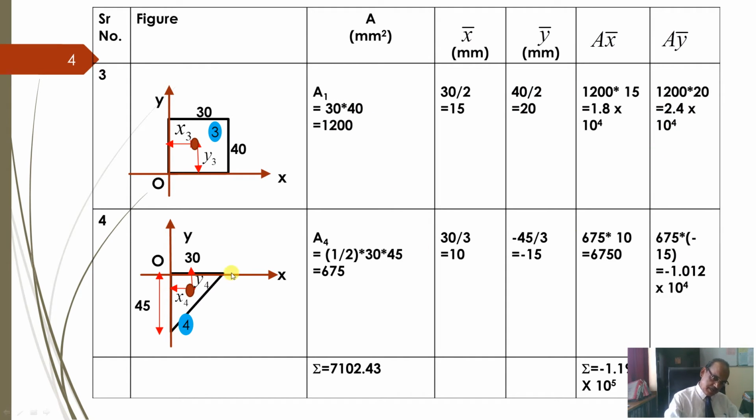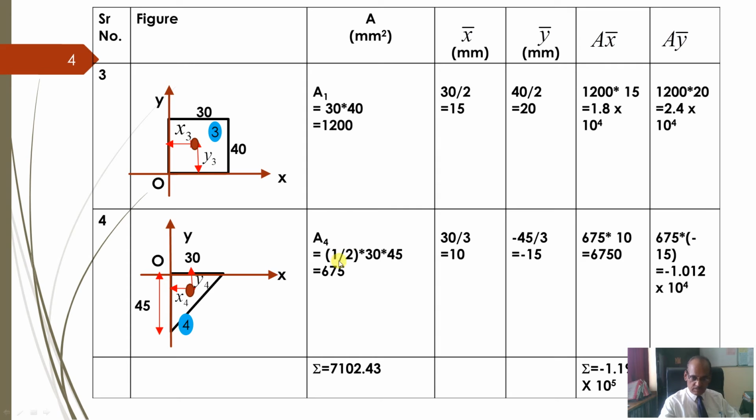The last one is the triangle, which is in the fourth quadrant. The area is 1/2 into 30 by 45. This is a right angle, and this is the centroid of the triangle, so the x coordinate will be 1/3 of 30, so 10. For the y coordinate, if I draw a horizontal line, it will intersect the negative y axis, so minus 45 by 3, that is 15. Now we can write down A4 X4 here, and A4 Y4 here.